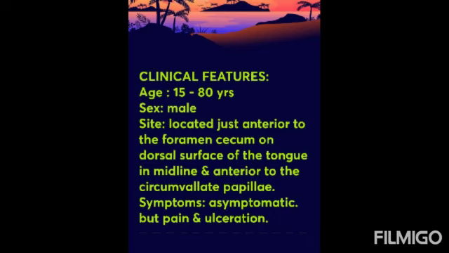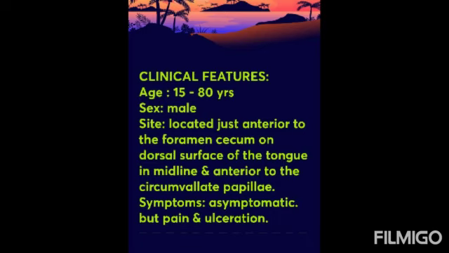Sex, male predilection. Site, it is located just anterior to the foramen cecum on the dorsal surface of the tongue, in the midline and anterior to the circumvallate papilla. Symptoms, generally it produces no symptoms, that is asymptomatic, but pain and ulceration may also be present. The rest of the tongue may be coated or matted.